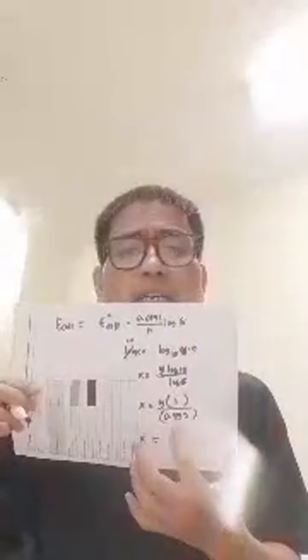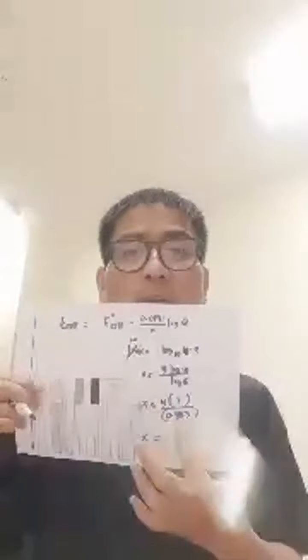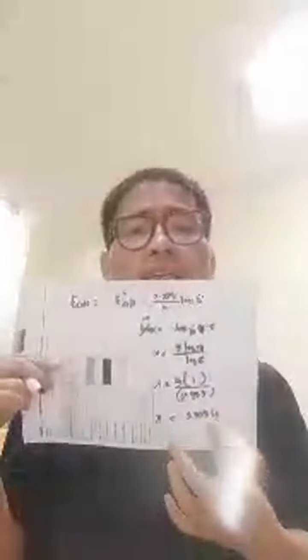So x is equal to this one. y times 1 is y only, and then 1 divided by 0.4343. How much is that? 1 divided by 0.4343 is equal to 2.303. So x is equal to 2.303y.